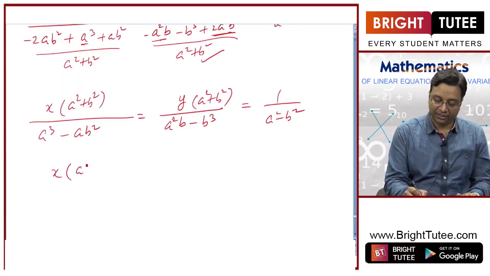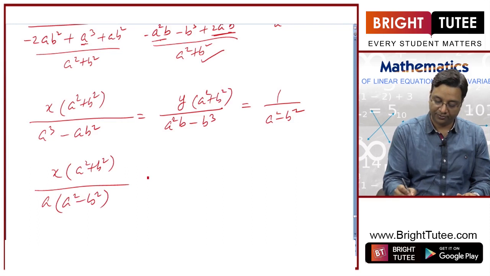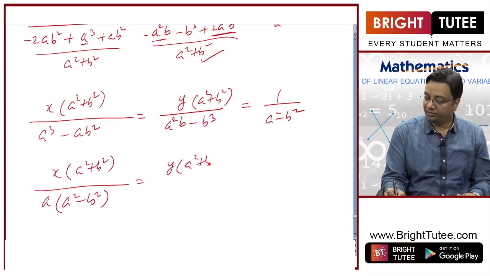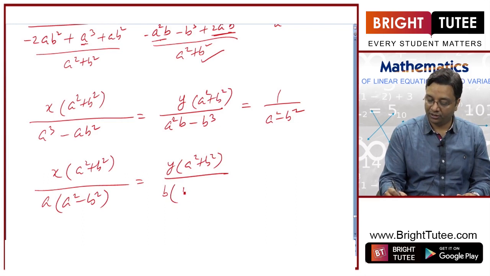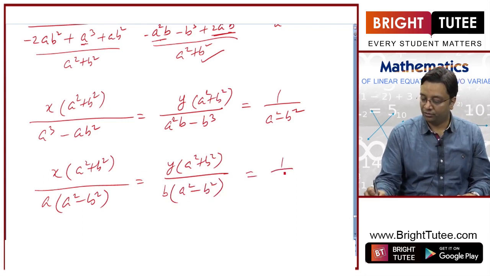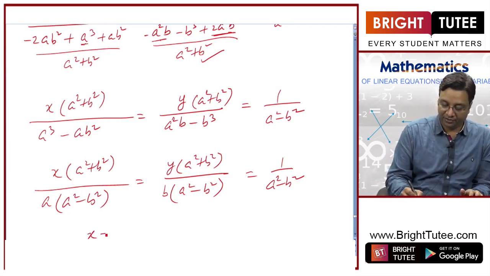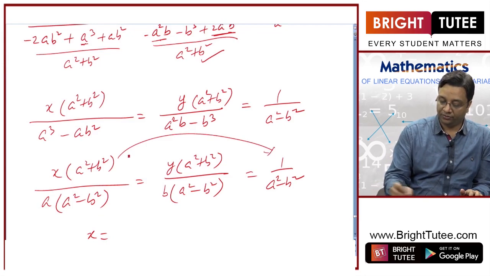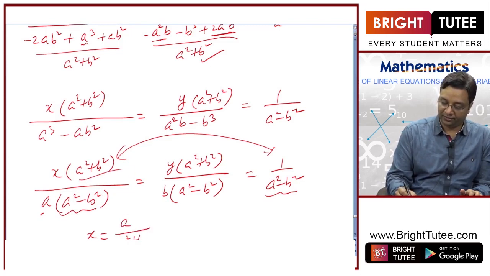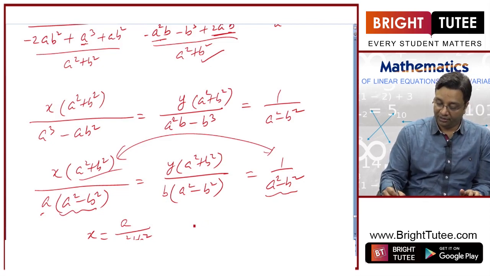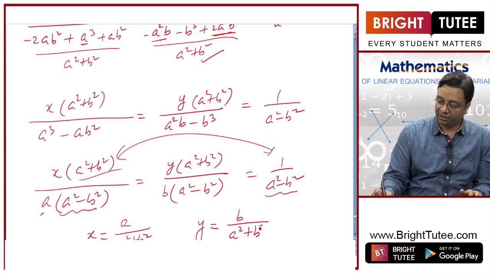Now this can be written as a square plus b square. This is just the calculation part left. A square minus b square, y a square plus b square divided by b common, a square minus b square. It is equal to 1 by a square minus b square, and from here it is pretty obvious that x will be equal to, when you compare these two, this a square minus b square will be cancelled with this, a will go here, and this a square plus b square will come here. So this is the value of x, and what will be the value of y? Y will be equal to b divided by a square plus b square.